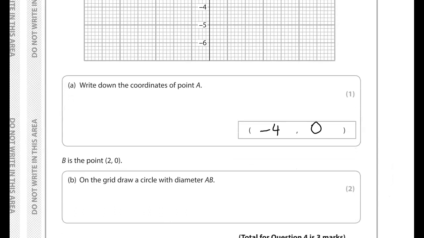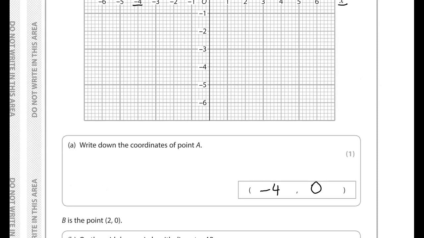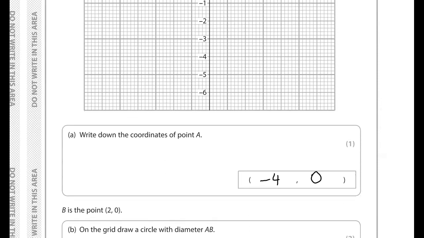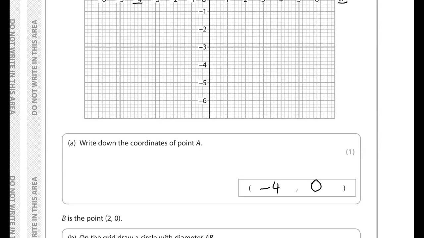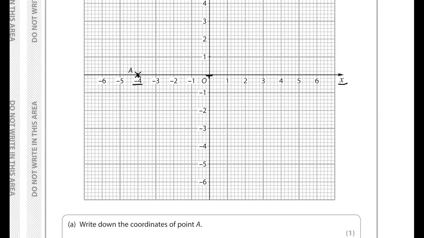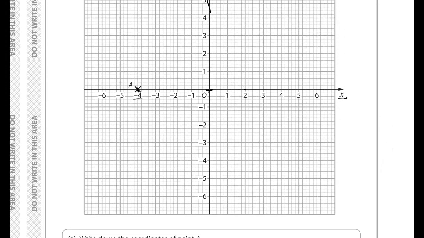B is the point 2, 0. On the grid, draw a circle with diameter AB. So let's plot point B first. So the x coordinate is 2, which is here, and the y coordinate is 0. So that means it's right here.